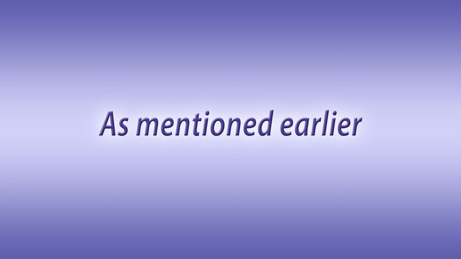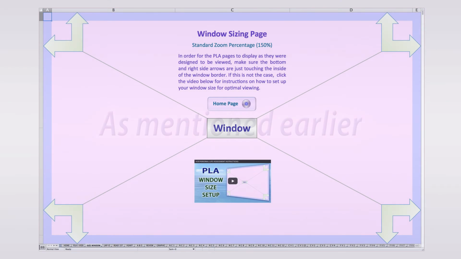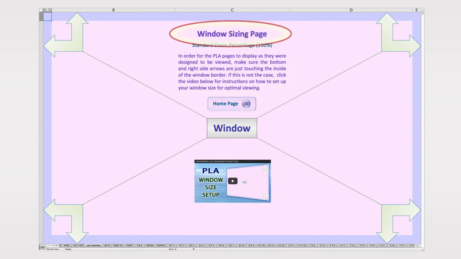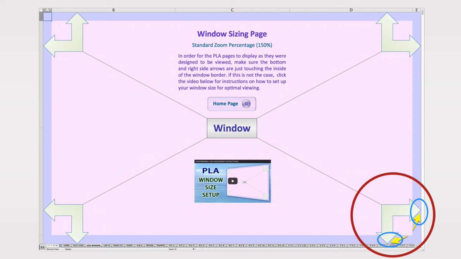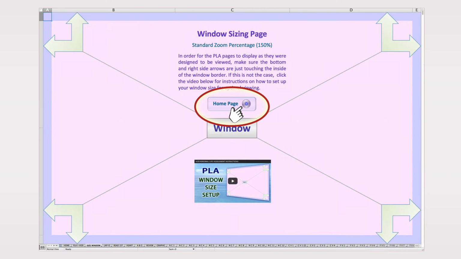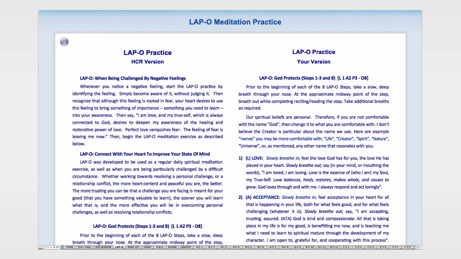As I mentioned earlier, when you do your first PLA, it will open to the window sizing page. Just check to make sure the window is sized correctly, then click on the Homepage button, then on the Lapo button. On the Lapo page, you see there are 2 columns. The left column includes the HCR version of the Lapo practice.